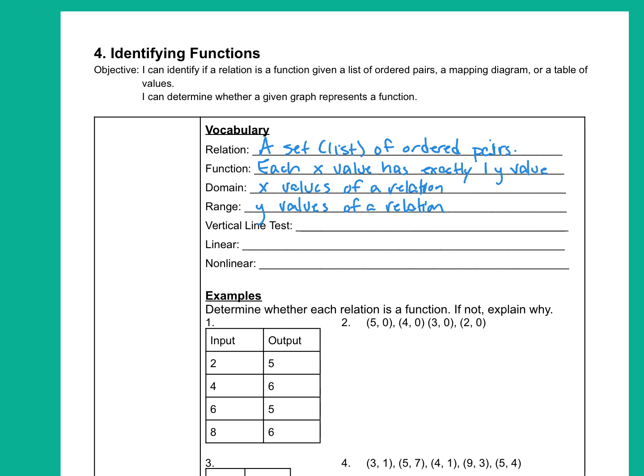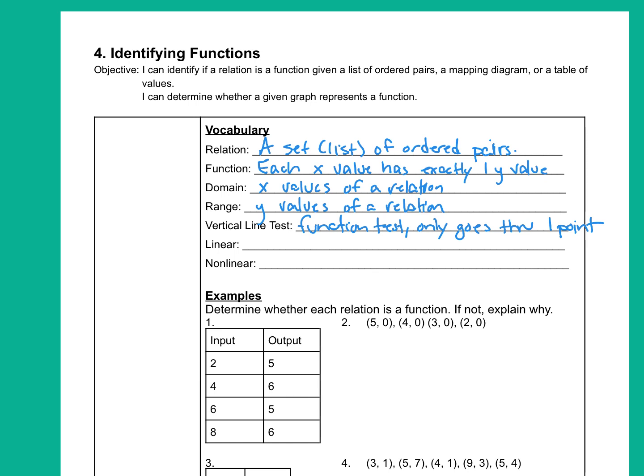Vertical line test, this is what we can use on a graph to test if it's a function or not. And it really is just that. You draw a vertical line through a graph, and it can only go through the graph at one point at a time. So it's a test for functions. If it goes through any more than one point, then the graph fails the vertical line test, and then it's not a function.